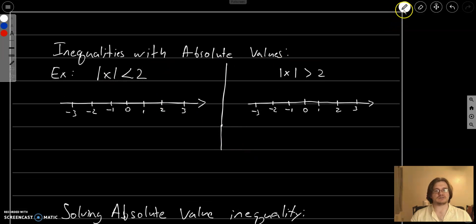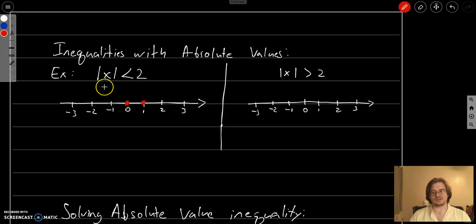Inequalities with absolute values. So here I have the absolute value of x is less than 2. So let's just think about this for a second. What sorts of things could I plug in here? Well, if I plug in a 0, the absolute value of 0 is 0, so 0 is less than 2. That's true. So 0 is a solution. If I plug 1 in here, the absolute value of 1 is less than 2 because the absolute value of 1 is 1. If I plug 2 in here, the absolute value of 2 is not less than 2 because 2 is not less than 2. So 2 is not a solution.